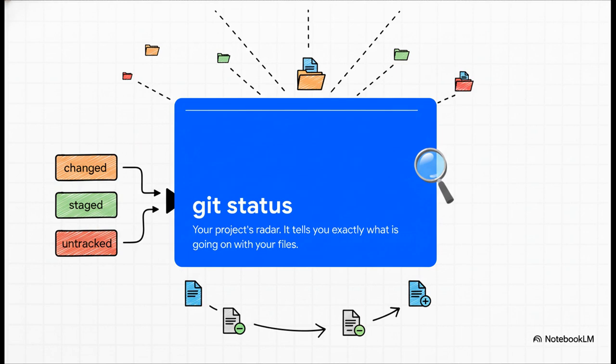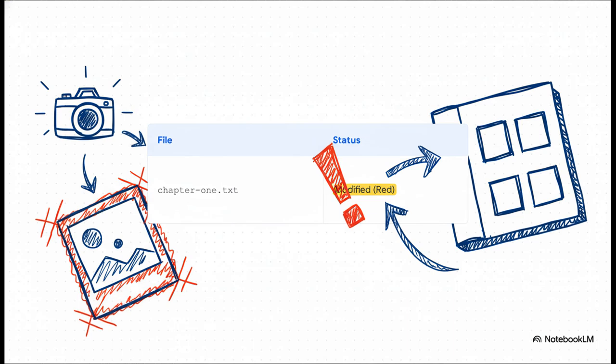Now, your new best friend, the command you're going to use all the time, is git status. Think of it as your project's radar. At any moment, you can just ask it, so, what's the situation? And it will tell you exactly which files have been changed, which ones are ready to be saved, everything. It's your guide. And this is a perfect example of what git status might show you. So here, we've changed a file called chapter1.txt. Git sees that change, and it flags it in red. It's telling us, hey, this file's been modified in your working directory.